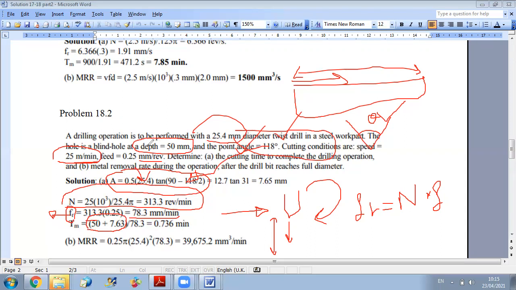Now, they asked also for the removal rate during the operation after the drill bit reaches the full diameter. Concerning the removal rate, we have seen together that the removal rate is equal to the cross-sectional area of the drill for the full diameter times the feed rate.